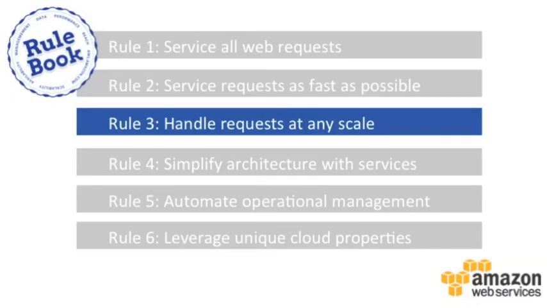Okay, so that's rule 1 and 2. Rule 3 is handle requests at any scale. So we've managed to serve the requests. We're serving them as fast as possible when they hit us. Now, scale starts to come, many hundreds of thousands of users. We need to handle them at any scale.